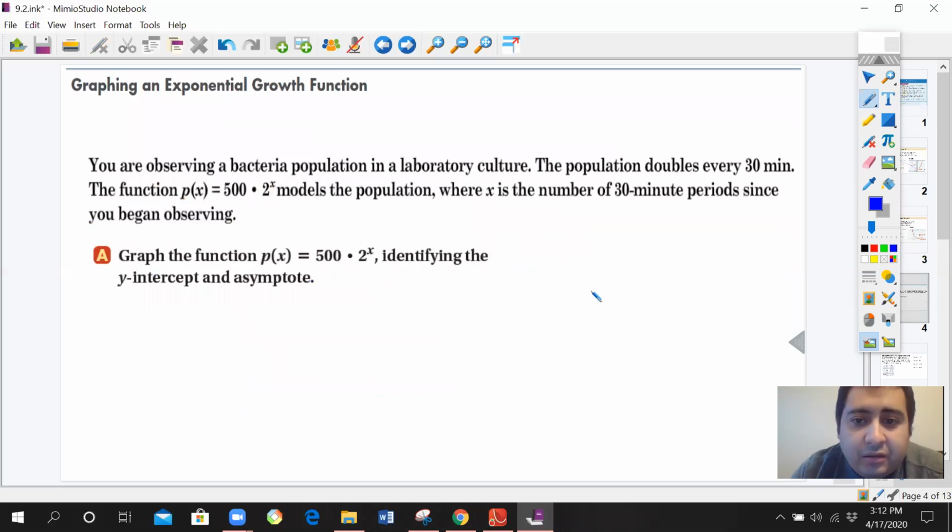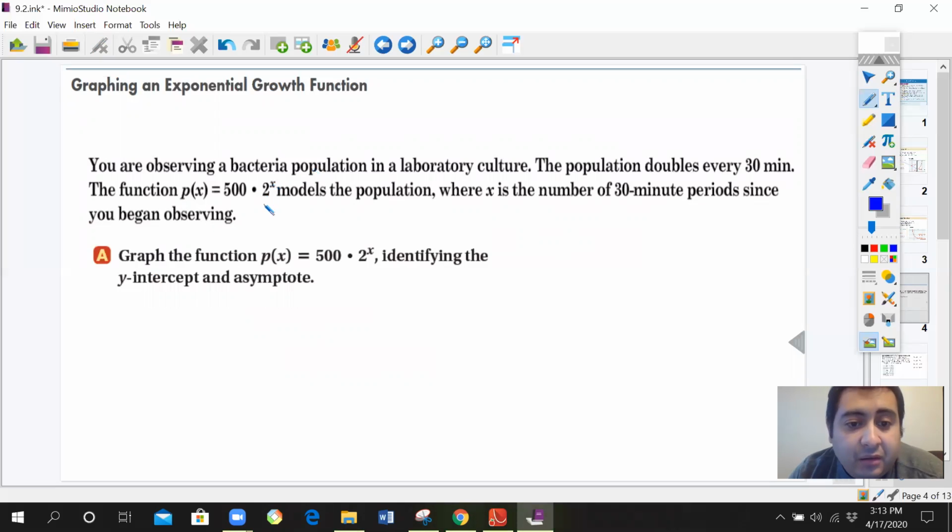All right, so let's look at some questions. Let's go ahead and practice some. You are observing a bacteria population in a laboratory culture. The population doubles every 30 minutes. The function P of x equals 500 times 2 to the power x models the population, where x is the number of 30-minute periods since you began observing.